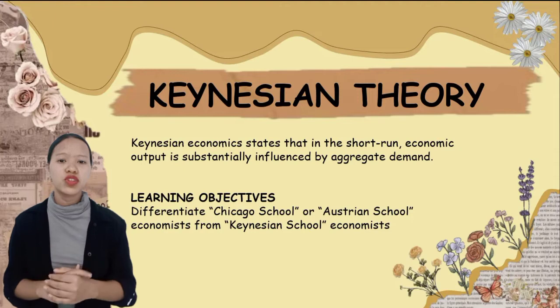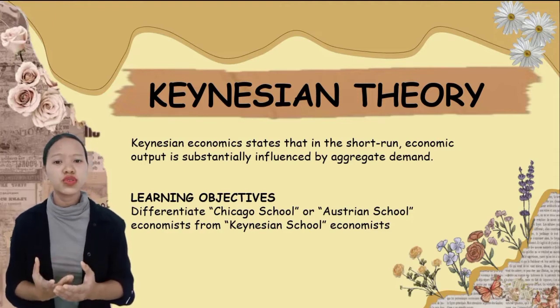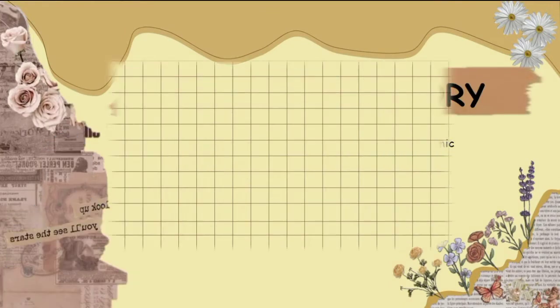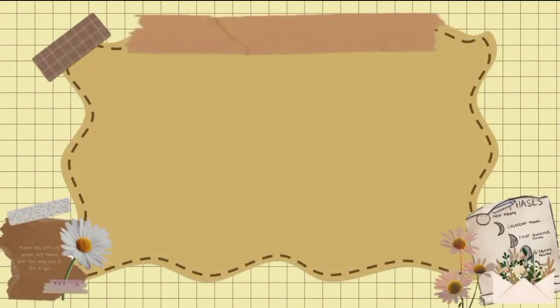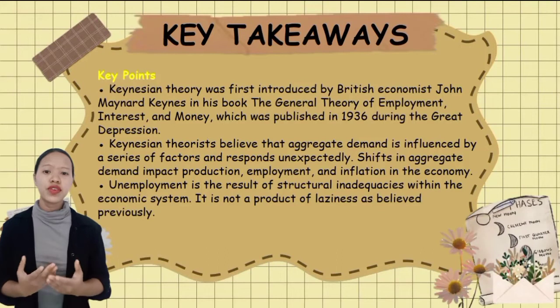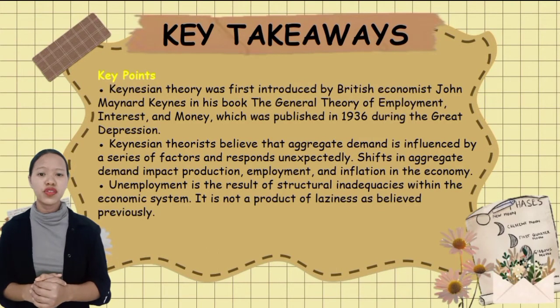Okay, so learning objectives. At this time, we are going to differentiate Chicago School or Austrian School economist from Keynesian School economist. So these are the key takeaways of Keynesian theory.